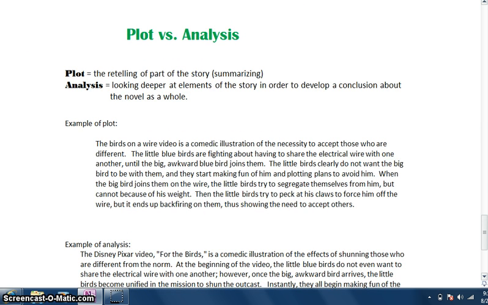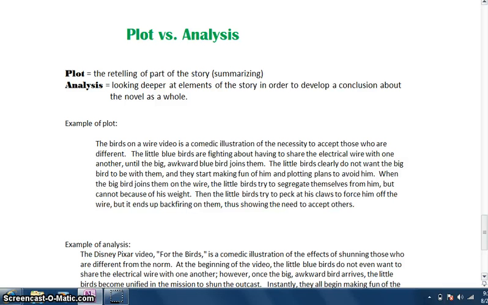When you're writing a paper, at this point in your high school career, we are no longer writing summaries within a paper. You're assuming that your reader has already read the novel, therefore you don't need to retell the novel to the reader. So plot is the retelling of part of a story or summarizing.